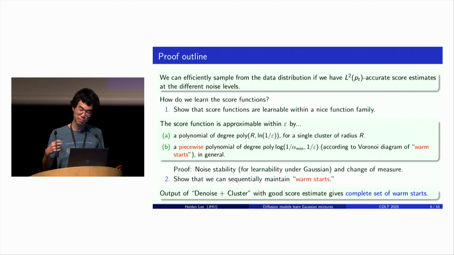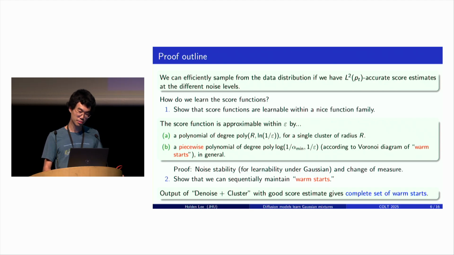And how do we determine these pieces? As long as we have a set of warm starts, which I'll define later on, if we partition space according to the Voronoi diagram of these warm starts, then we can approximate with this piecewise polynomial. To make this algorithmic, the remaining step is to show that we can sequentially maintain these warm starts. And I'll give this denoise-plus-cluster algorithm to do this.